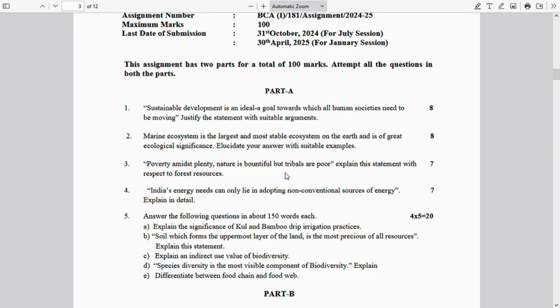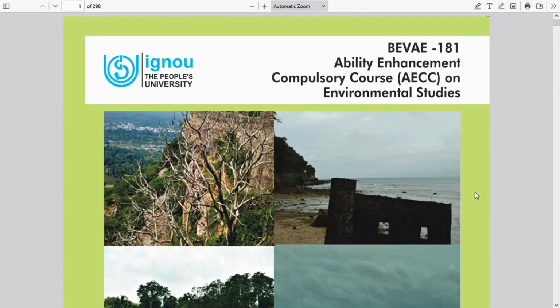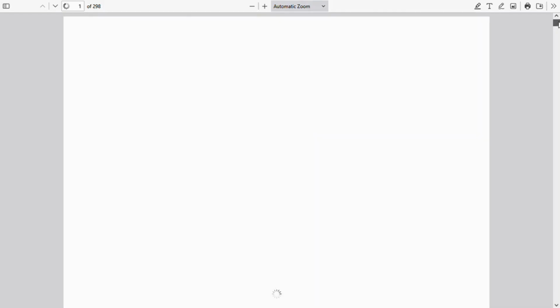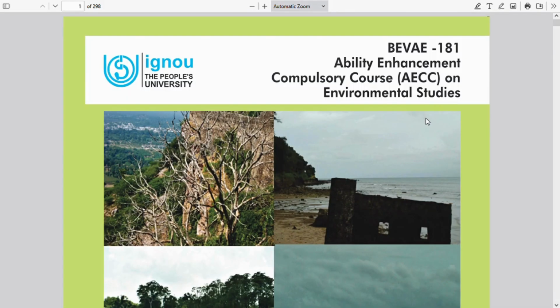We'll try to find the pages in the textbook. This is the textbook of environmental studies. This is the PDF format. If you don't have the PDF of this book, you can comment in this video and I'll share the link, but it will be easy for you to find on Google or on the IGNOU website. While studying, the hard copy is better, but for doing the assignment you will need the PDF.